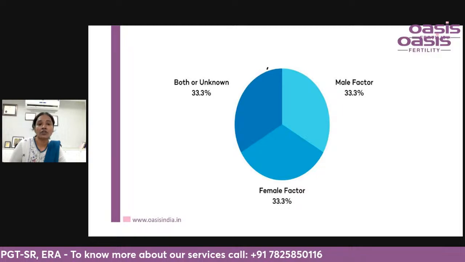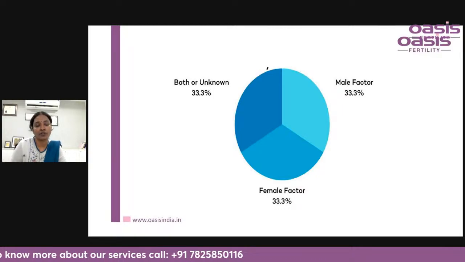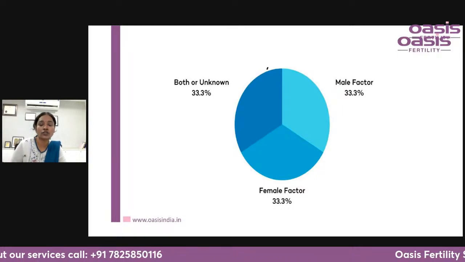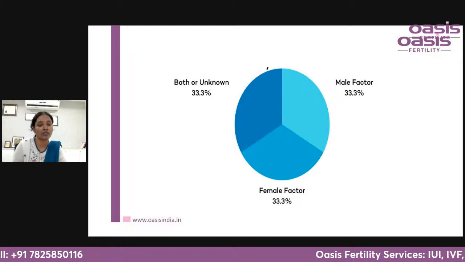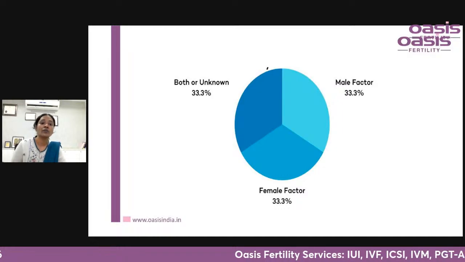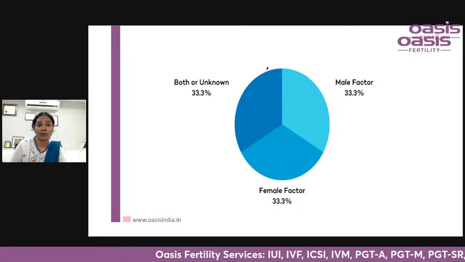So only if natural conception is not possible, then you would be going ahead with a fertility treatment with ovulation induction treatment, or an IUI, or an advanced form of treatment like IVF. So the first step is to identify the underlying problem as such.